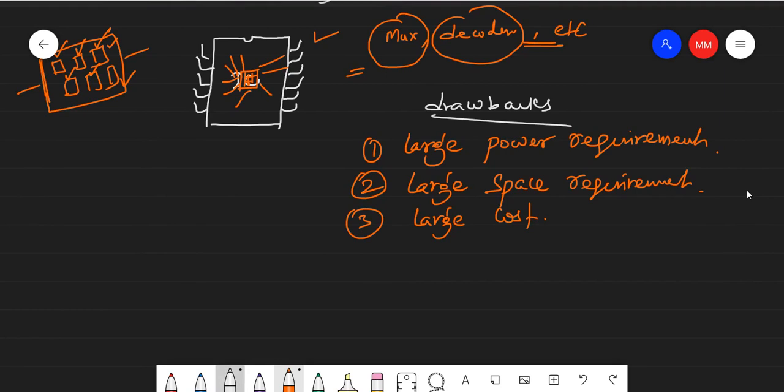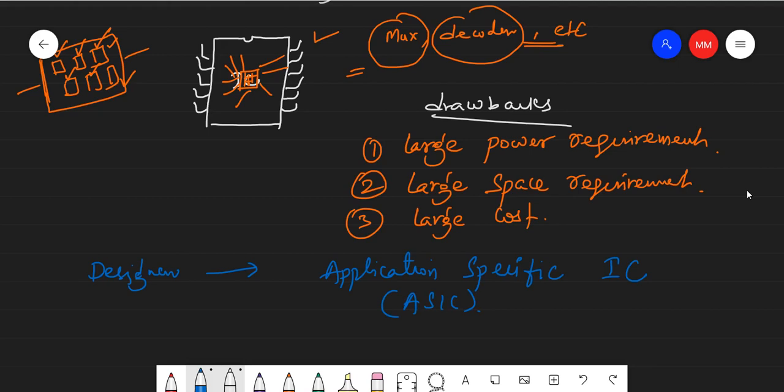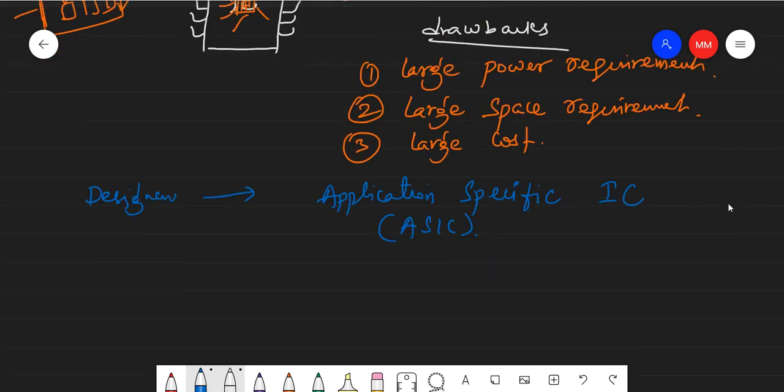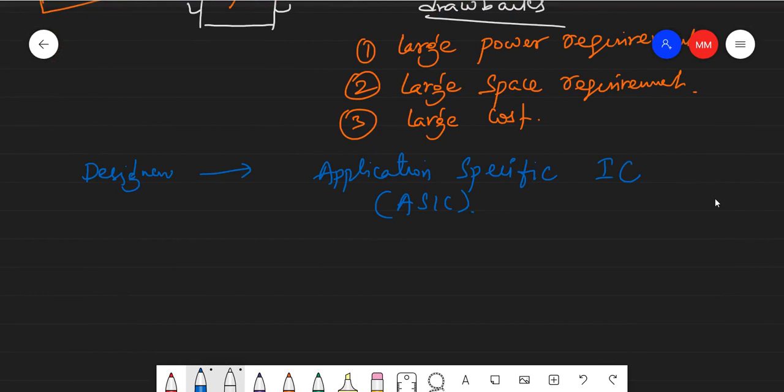Then designers introduced a new concept or new technology called application specific ICs, in short, ASICs. This is a wonderful concept. Suppose I want to develop an adder, subtractor, etc.